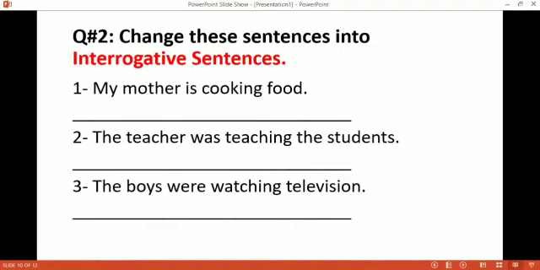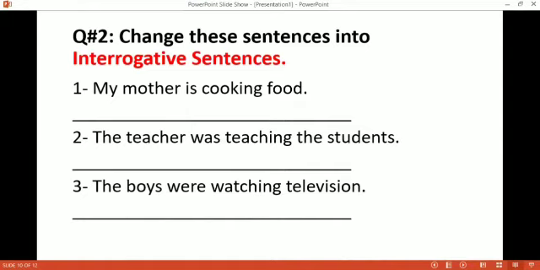Okay, the first one is, my mother is cooking food. This is a simple sentence. Now I have to change it into an interrogative sentence. I have to make it a question. What do I have to do? I have to take out the helping verb. Which helping verb is here? Is. Yes, my mother is. Yes, is is the helping verb. So, Is my mother cooking food? Question mark.